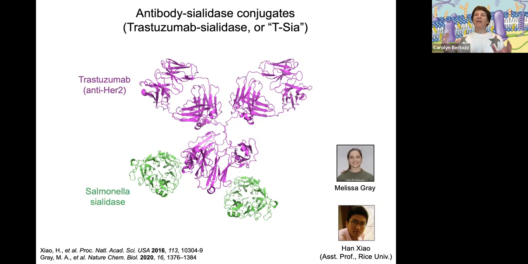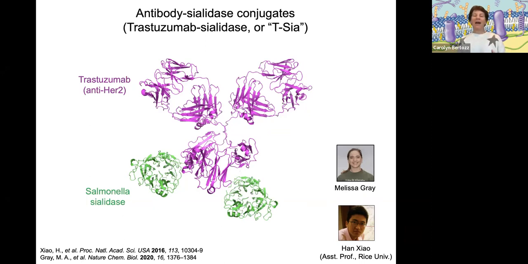And this was a molecule that we used as a proof of concept molecule, not as a human therapeutic candidate, because of course a bacterial enzyme wouldn't be ideal for that purpose. It would be immunogenic in people. But this is where we started. And this was the work of a former postdoc named Han Shao, who's now a professor at Rice University, and a former graduate student, Melissa Gray, who is now a postdoctoral fellow in Stephen Bannock's lab at Stanford.